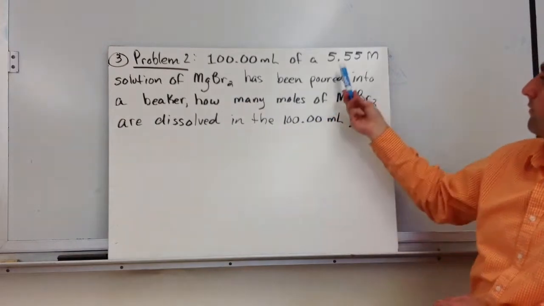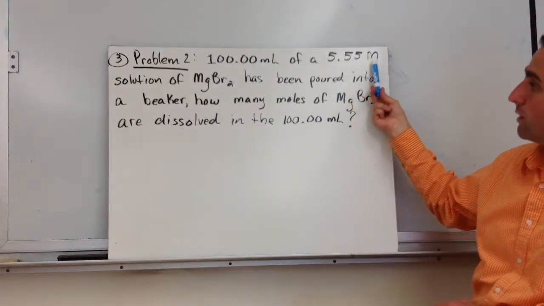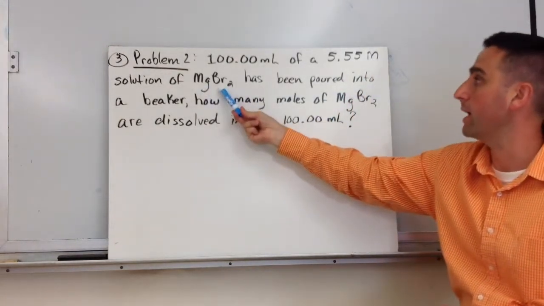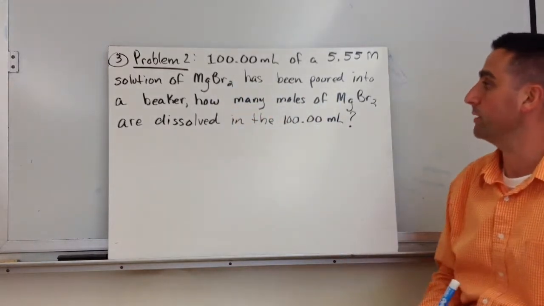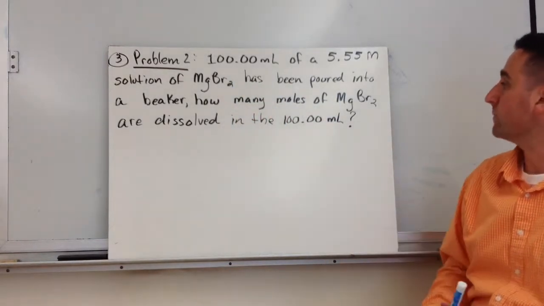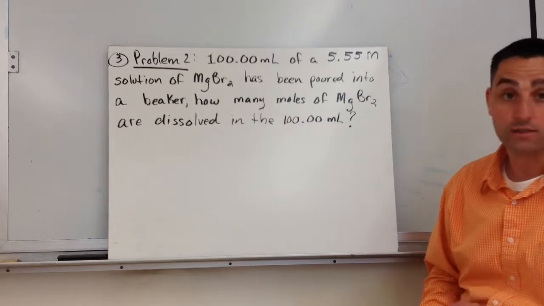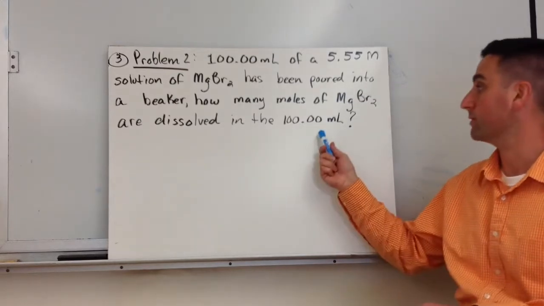Okay, problem number 2. 100 milliliters of a 5.55 molar solution of magnesium bromide has been poured into a beaker. How many moles of magnesium bromide are dissolved in the 100 milliliters that you poured?